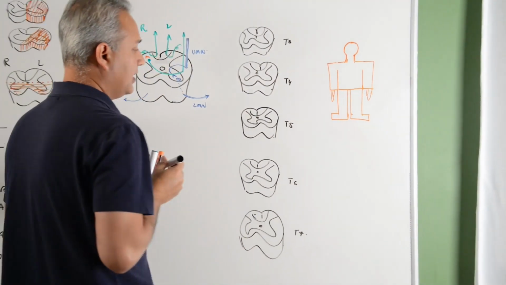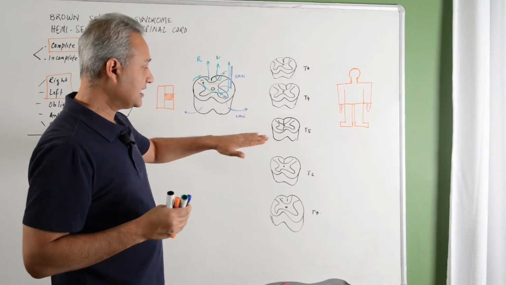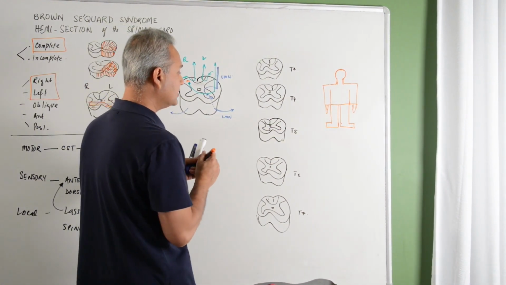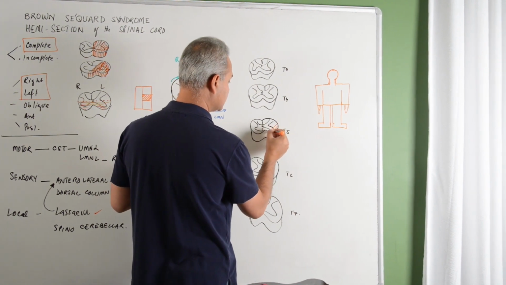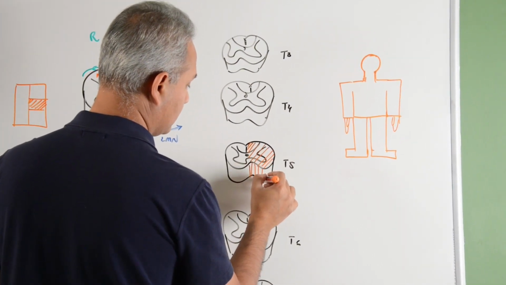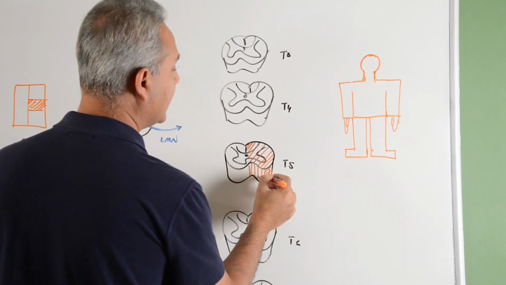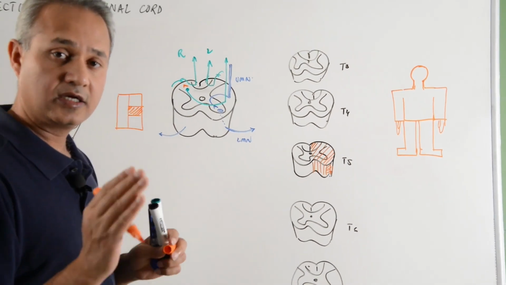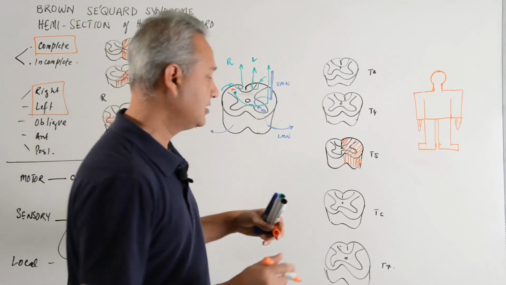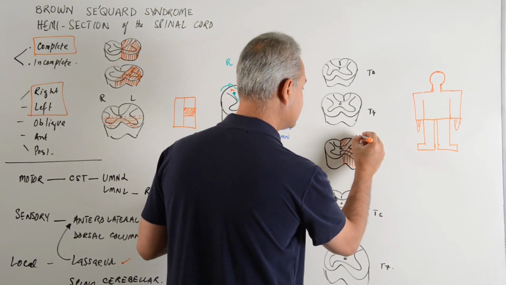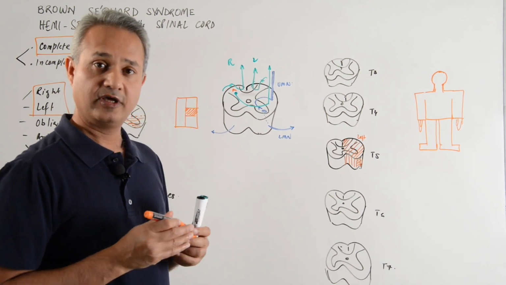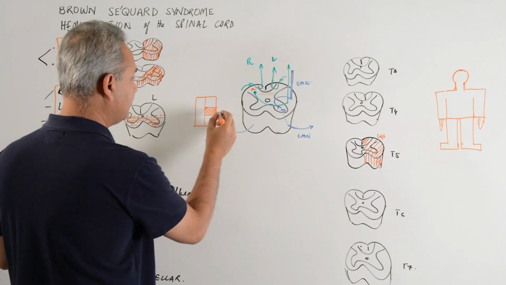Cool. We are going to make a section of the spinal cord on the right side. So the section is here. Right side of the spinal cord has been severed, destroyed, clean, complete, right side, actually not right side, left side. So let me just write it here, left side section at the level of T5. So let's say now this one is T5.